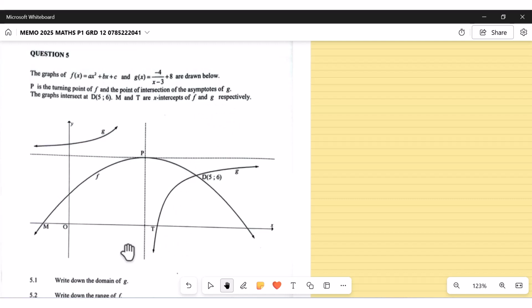Write down the domain of g. Now our g is this hyperbola here, and I want the domain. So what does domain mean to us, guys? Domain is the set of x values that define the function, okay? So in this particular case, if you look at our function g, this hyperbola here is our g. Now where is it defined?